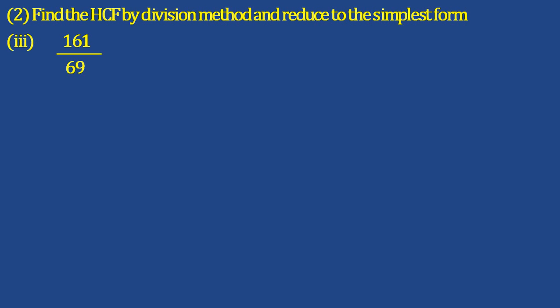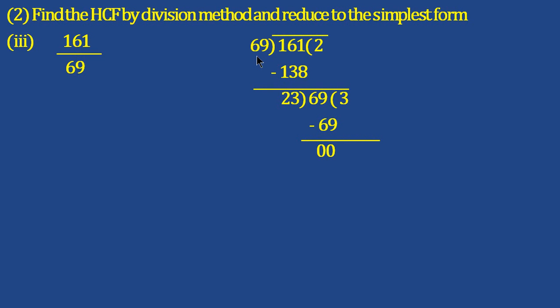Now one more sum, 161 divided by 69. 69 is the smaller number, so 69 2s are 138 for 161. The remainder is 23. 23 will be using the divisor of the previous step, that is 69. 23 3s are 69. Remainder is 0. Now since you get the remainder 0 here, 23 is the HCF.